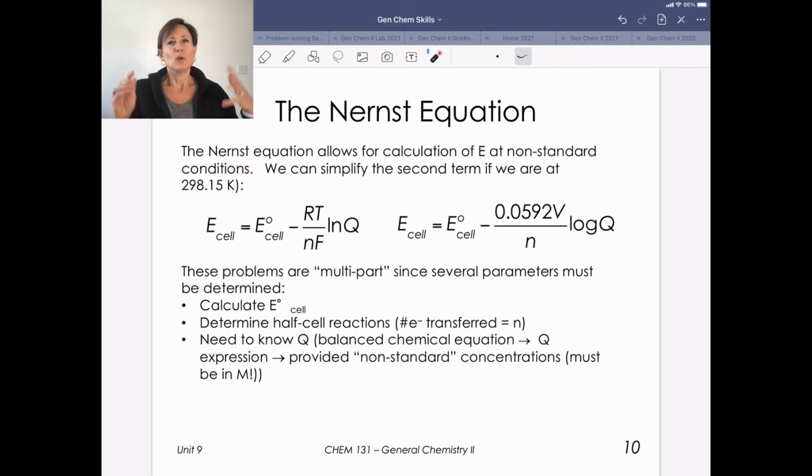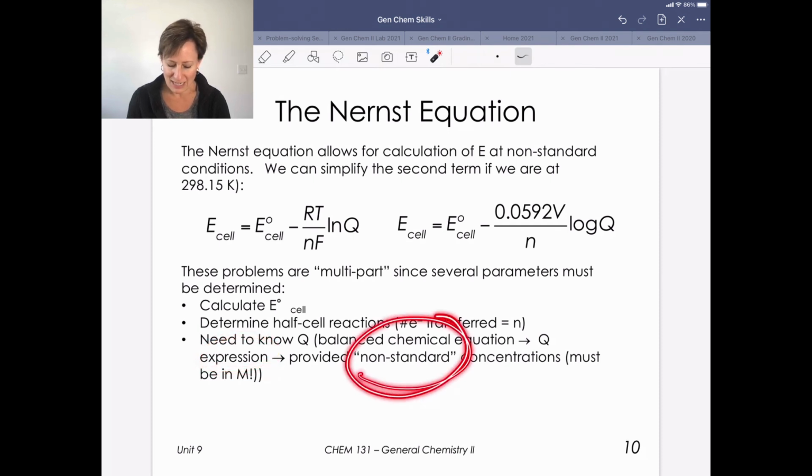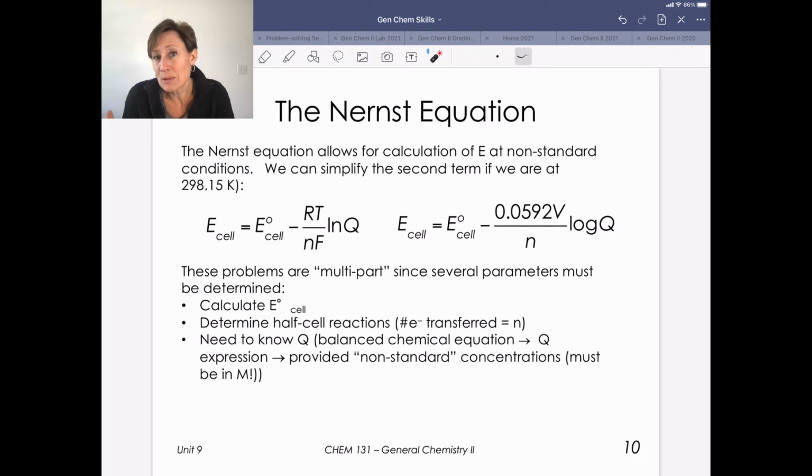Solving a problem like this can be a little bit multi-part, so watch this. We might need to calculate Ecell. Well, we need to determine half reactions because we need to know the n. And we need to know Q, which might mean we have a balanced chemical equation that we relate to a Q expression, and then we need to use those non-standard conditions to go in for what Q is. So there might be lots of pieces that layer in to solving this problem. The simplest way is I just give you what these pieces are.